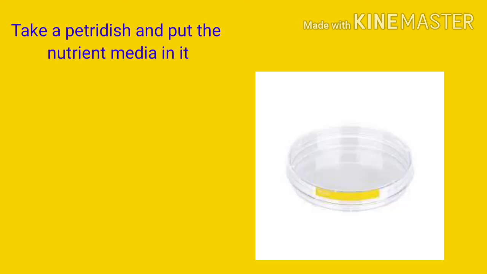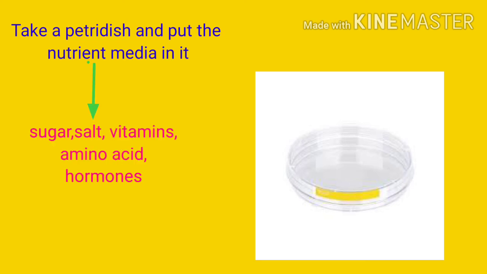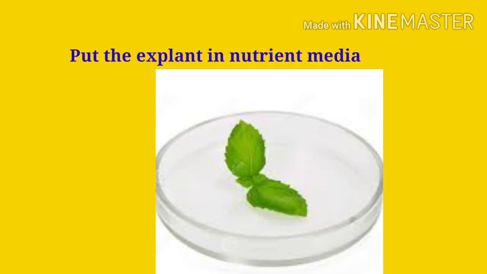Now take a petri dish and sterilize it also. Then put the nutrient media in it. The nutrient media consists of sugar, inorganic salts, vitamins, amino acids, and some hormones. And this nutrient media gives the nourishment to the growing cell. Now put the explant in nutrient media.